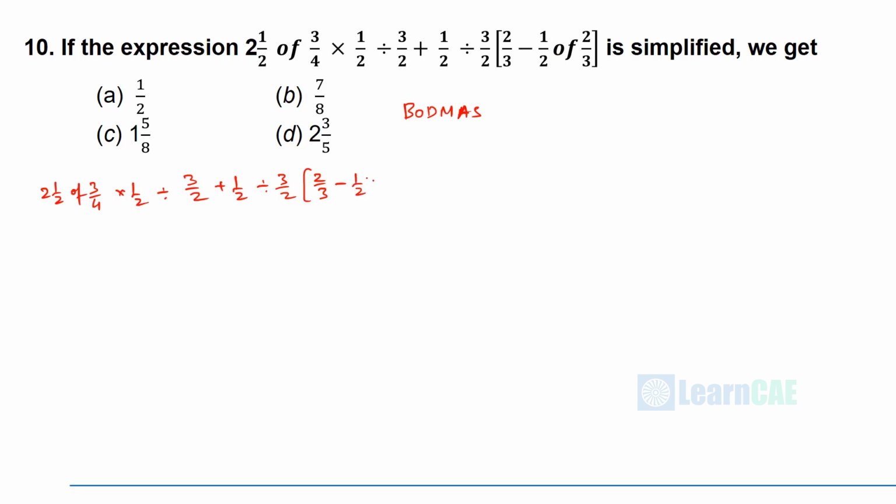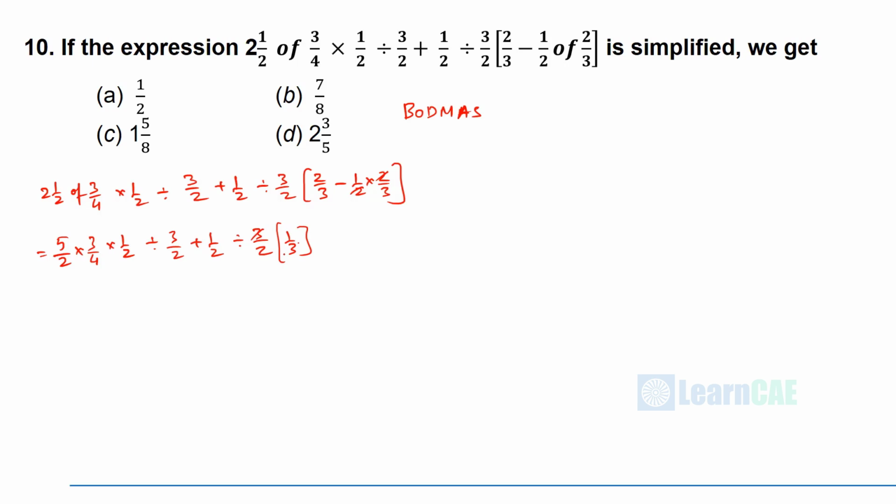can be written as 1 by 2 into 2 by 3. This can get cancelled. So it is 2 by 3 minus 1 by 3. We shall rewrite this equation. 2 and half of 3 by 4 can be written as 5 by 2 of 3 by 4, that is into 3 by 4 into 1 by 2. This term will be same, divided by 3 by 2 plus 1 by 2 divided by 3 by 2 into, this is 2 by 3 minus 1 by 3, that is 1 by 3.